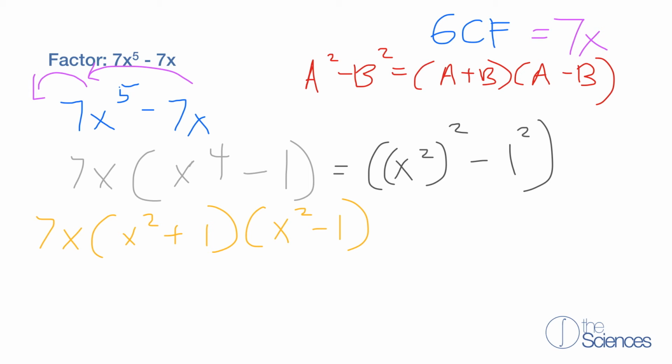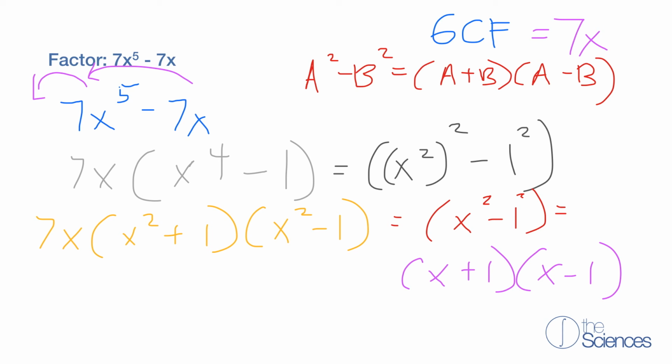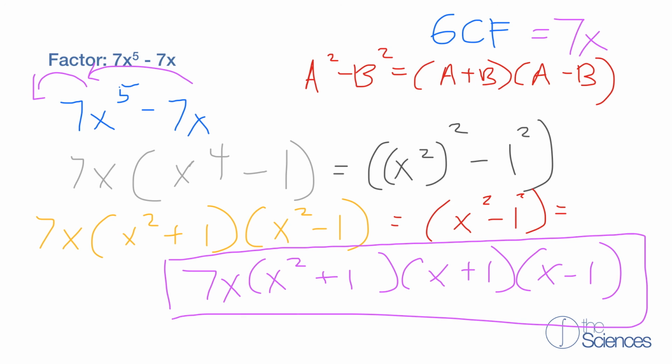So here we could factor this out as x squared minus 1 squared, which factors out into x plus 1 times x minus 1. So now we can combine our terms. Here we have x squared plus 1 times 7x. So here's our answer: 7x times x squared plus 1 times x plus 1 times x minus 1.